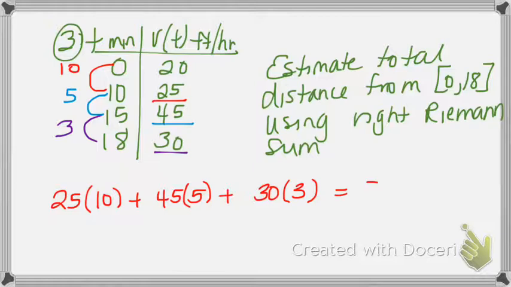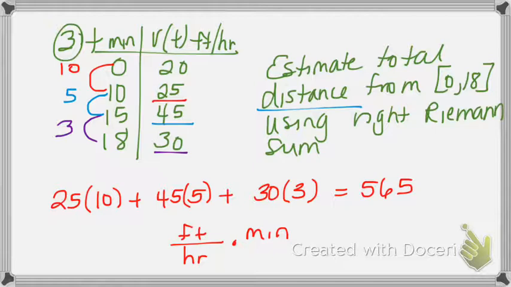And I get 565. Now, think about our units. When you've done all those rectangles, you've done the length and the width and you've multiplied. So I've multiplied feet per hour times minutes. So right now I have 565 feet per hour minute, which really doesn't mean anything. We're trying to find the distance, so we know we've got to get feet.